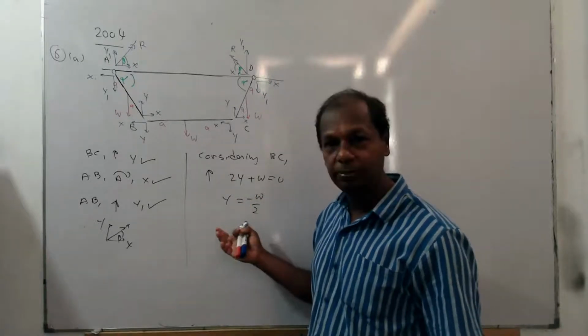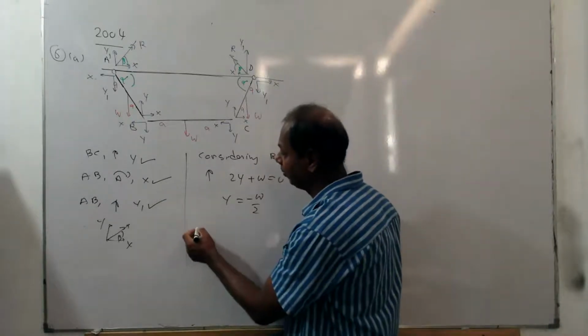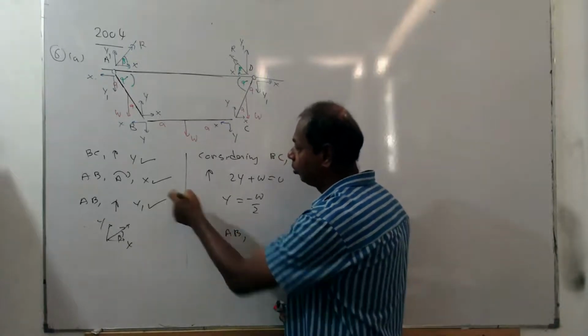See how simple the equation is. And our plan then: consider AB, take moments about A.